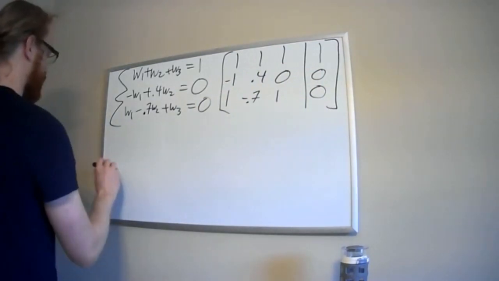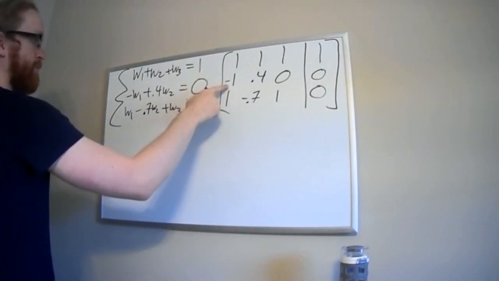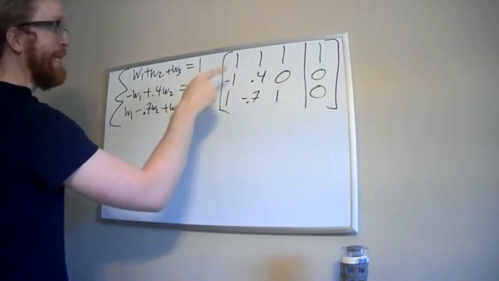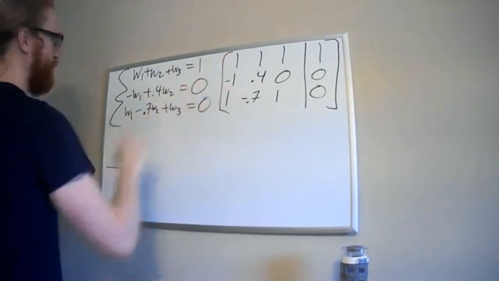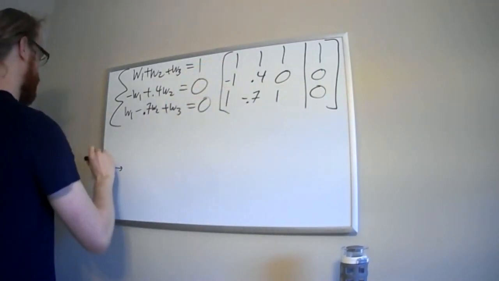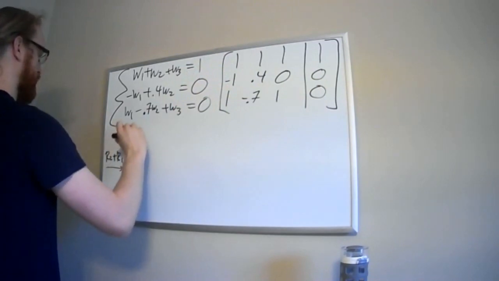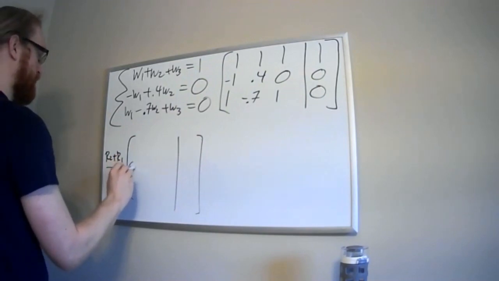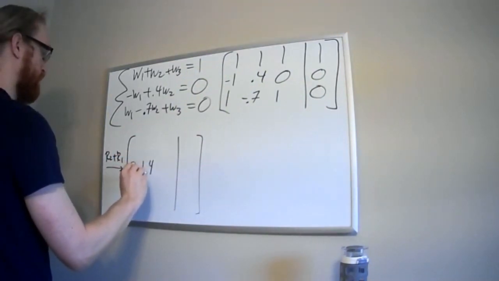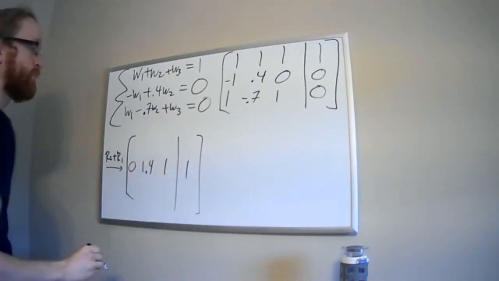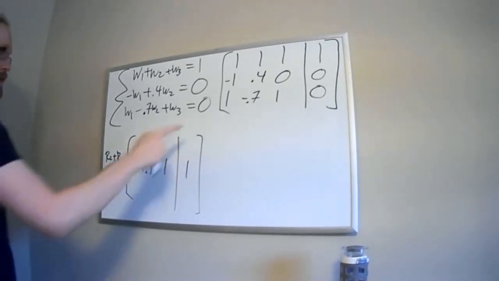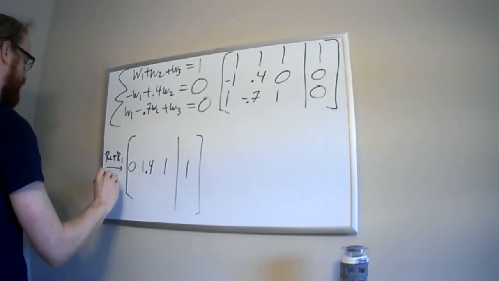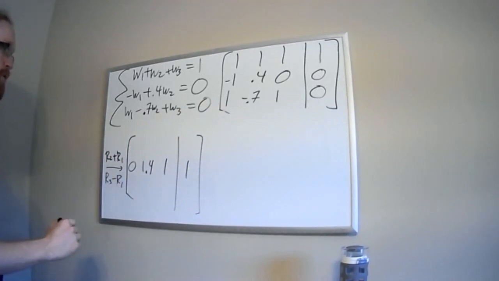So this is pretty convenient. I have 1s everywhere, so this is not so bad yet. I'm just going to add the first row to the second row to cancel out the negative 1. That's row 2 plus row 1. So what's going to happen? I'm going to get 0, 1.4, 1, 1. And while I'm at it, I might as well get rid of this guy too. So I'll also subtract the top row from the third row.